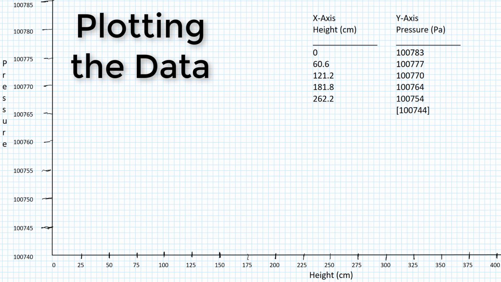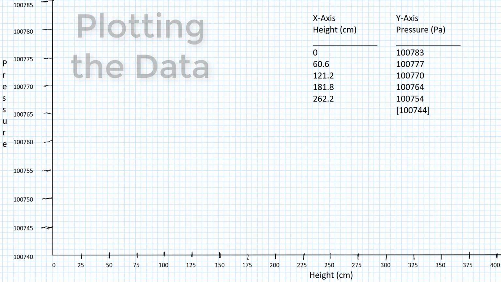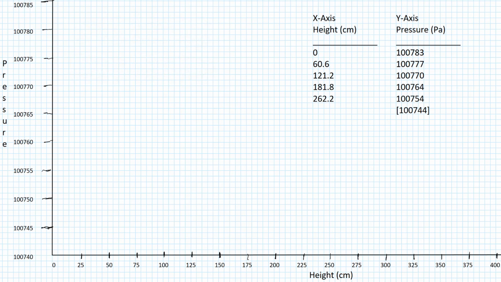We've determined our scales for the X and Y axes, and now we're ready to make a graph. We're ready to plot our data points. We'll start with the first data point. X is 0, that's the height is 0 centimeters. That means my sensor was on the floor.